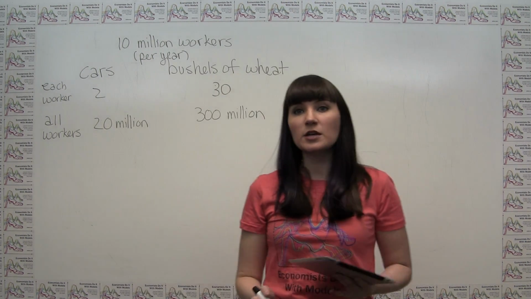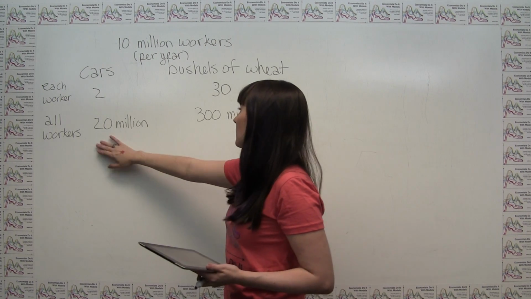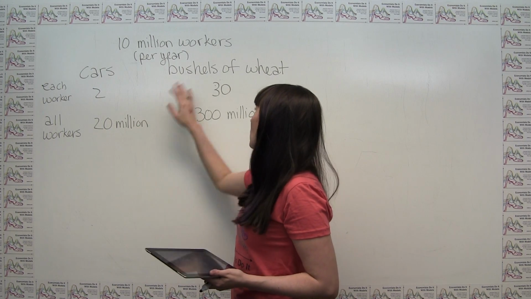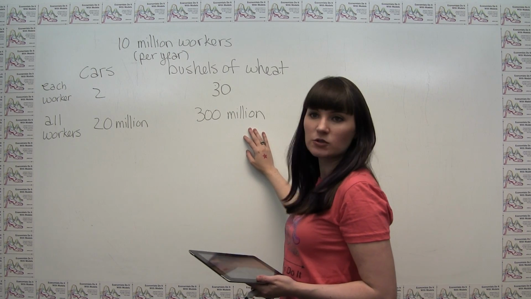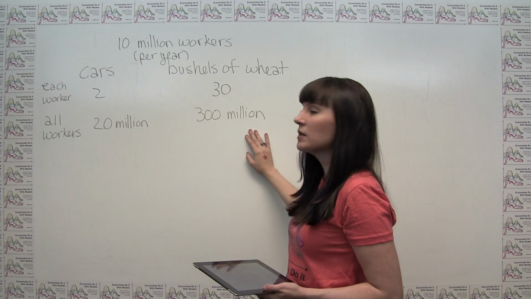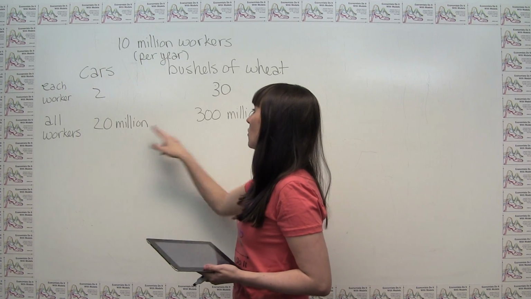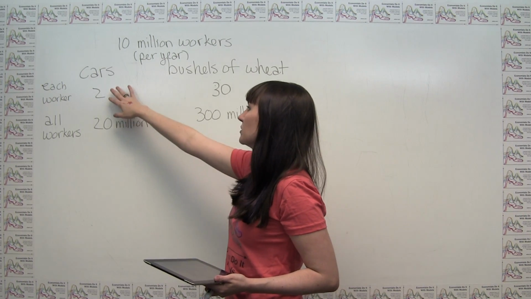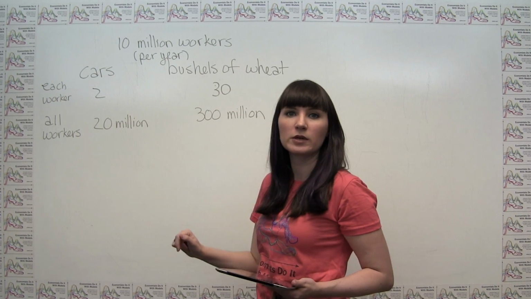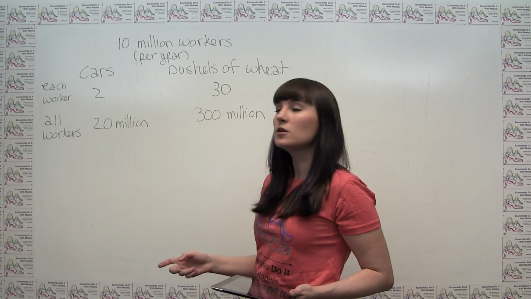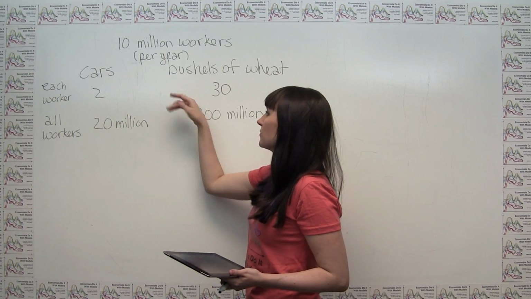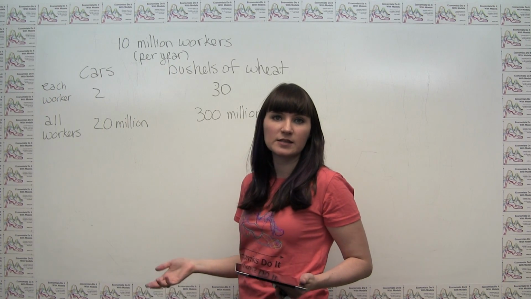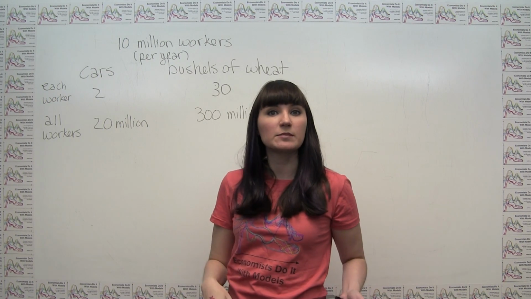So the trade-off for the country overall is that if the country only made cars, it could make 20 million cars. Or if the country only made wheat, it could make 300 million bushels of wheat. It's important to remember here that this is an or situation, it's not an and. It's not like a worker can produce 2 cars and 30 bushels of wheat. It's either one or the other, or some combination of the two if a worker or the entire country is allocating some of its time to one activity and some time to the other.